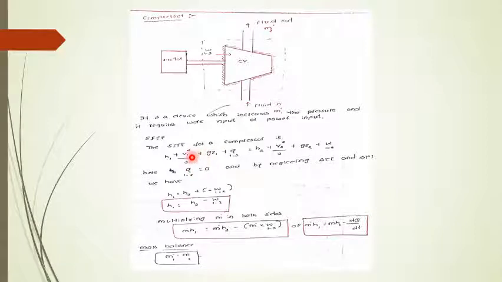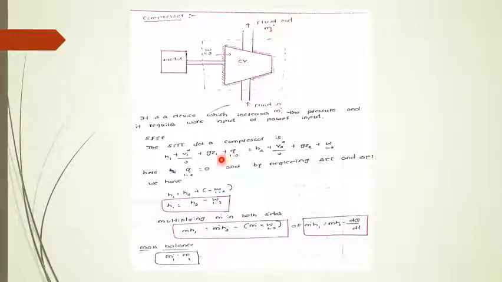Because in a compressor we have to remember one thing: the velocities of the fluid which enters and leaves will be very negligible. It is not that important to consider, so usually we will neglect that. Heat transfer from the system or to the system is 0, and the kinetic energy term and the potential energy term both will be neglected.